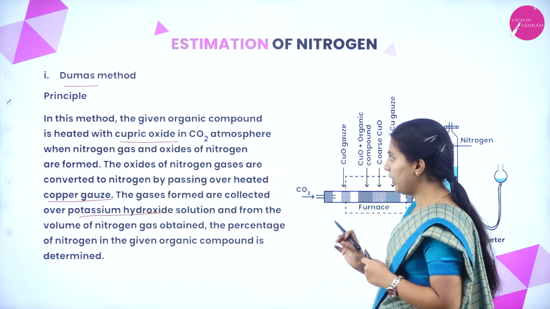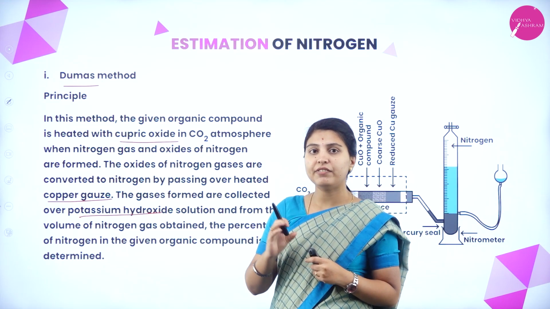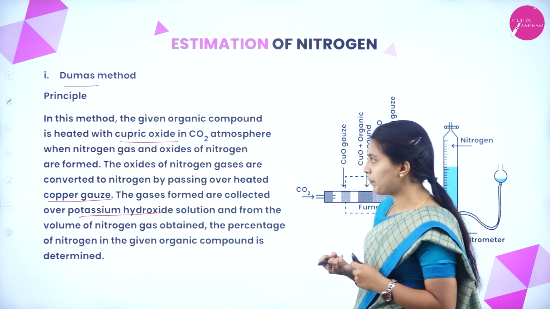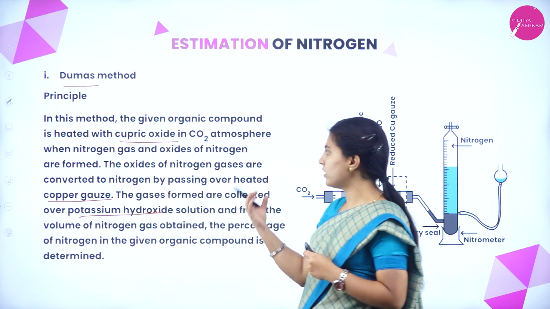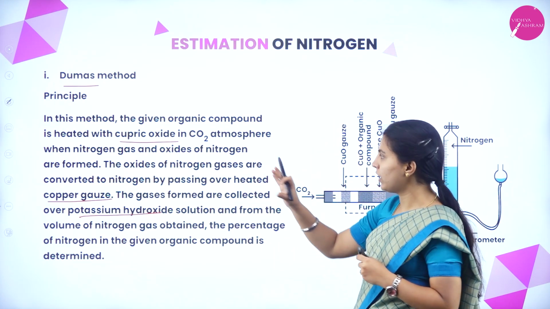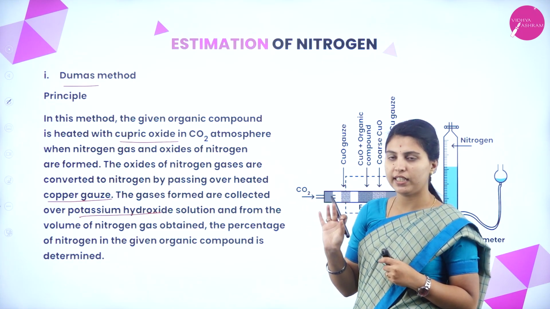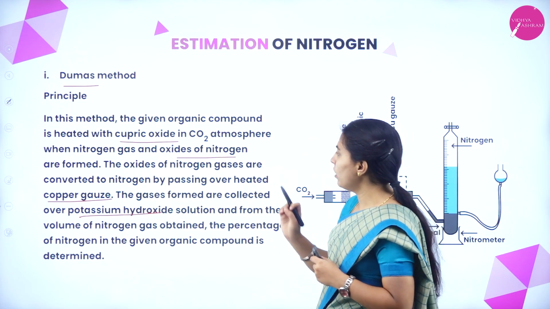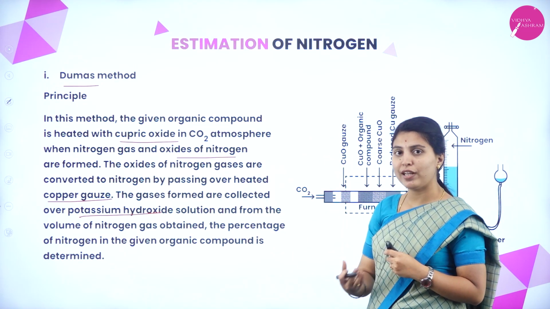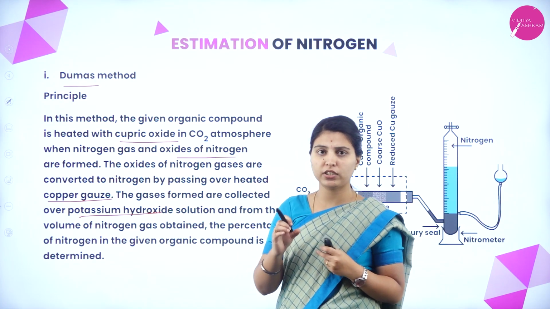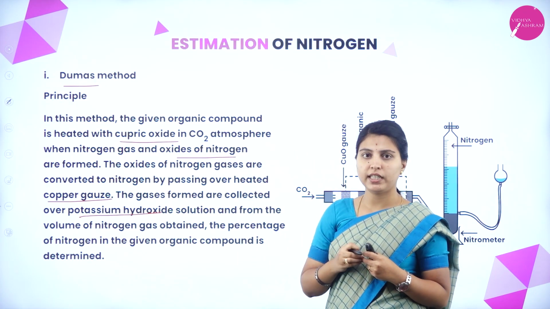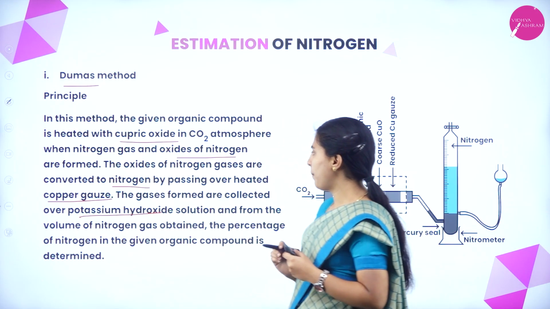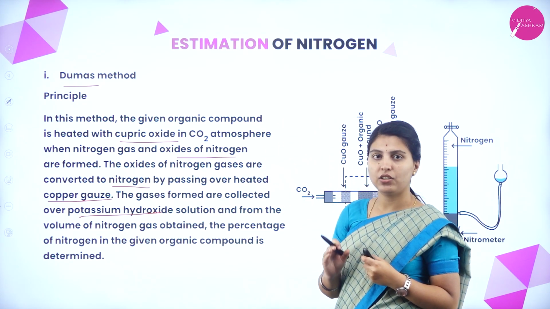This is the overall principle, where the organic compound is heated with cupric oxide, that is CuO, in the presence of carbon dioxide, and nitrogen gas and oxides of nitrogen are formed. The oxides of nitrogen formed by treating the organic compound with cupric oxide will be converted into nitrogen by passing over heated copper gauze.